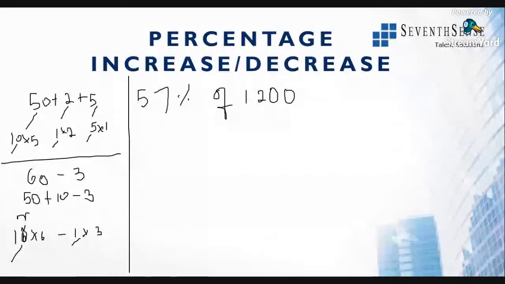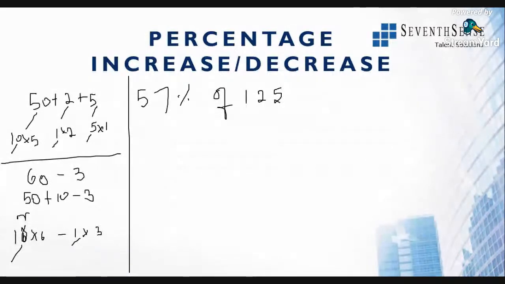So if this case was a random number, not in multiples of 100 or 10, what would you do? I'll just take a different number. What if that number was 125?